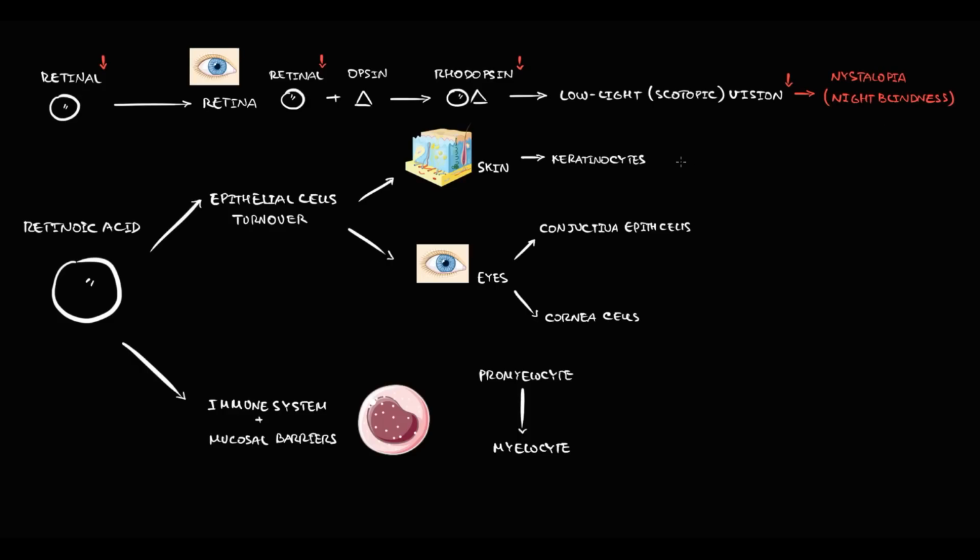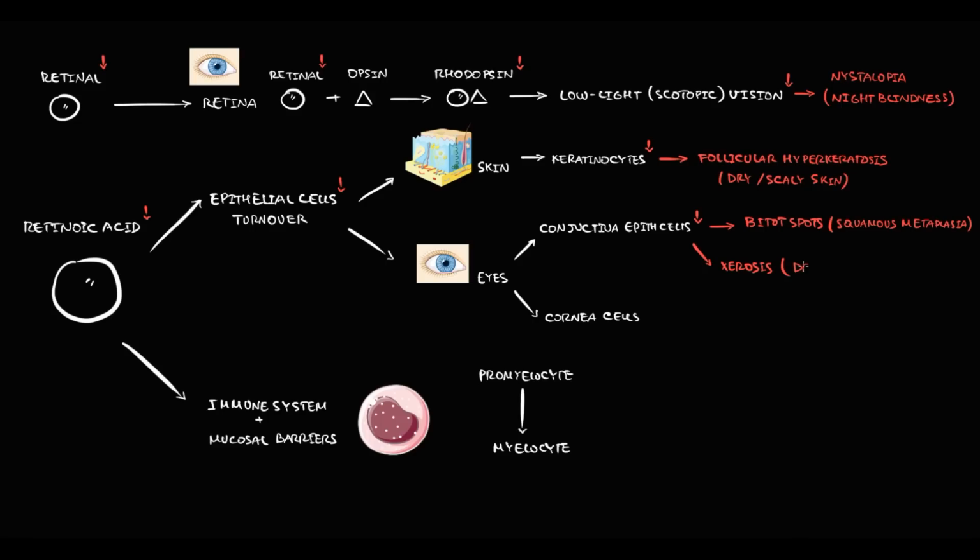Also, with vitamin A deficiency, the concentration of retinoic acid decreases, which leads to a decrease in epithelial cell turnover. Decrease in keratinocyte turnover leads to follicular hyperkeratosis and dry and scaly skin. In the eyes, decrease in conjunctival epithelial cell turnover leads to formation of Bitot's spots, which is a squamous metaplasia, and it also causes xerosis, which is dry eyes. Decrease in turnover of cornea cells leads to corneal ulceration and degeneration.